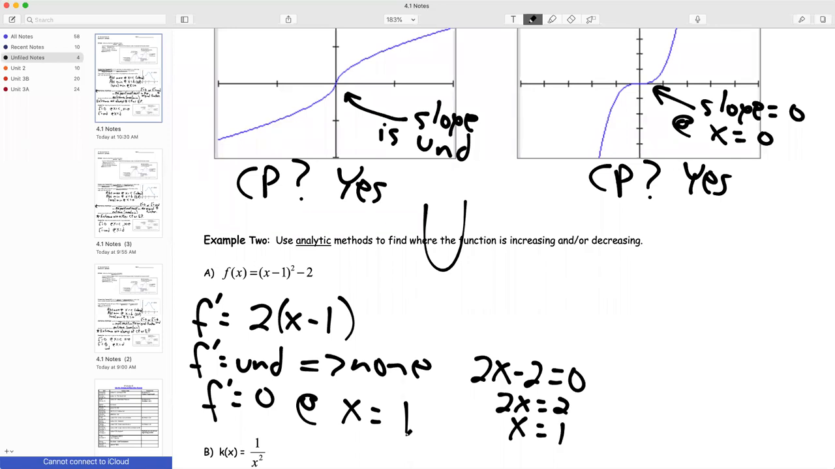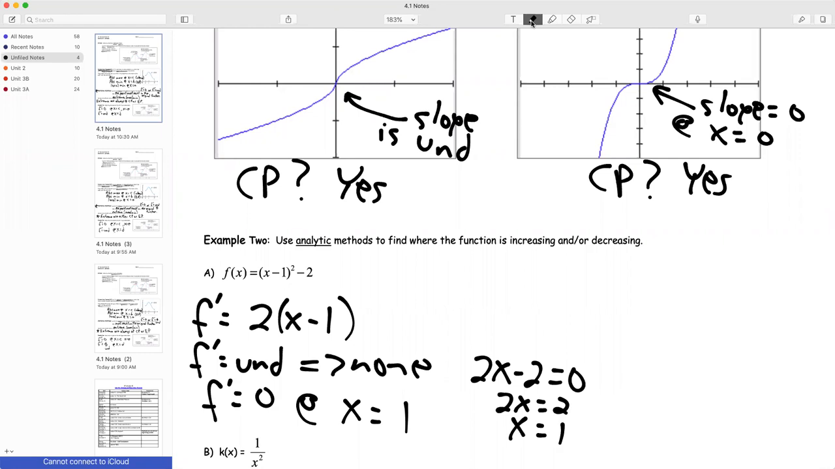And so going back to the question, it says use analytic methods to find where the function is increasing or decreasing. So I need to find where the function is increasing or decreasing. I should know it, right? Because it's a parabola. But using calculus, what shows increasing or decreasing? Positive or negative what? Slope. And the slope is the derivative. So I need to find where the derivative is positive or where the derivative is negative.